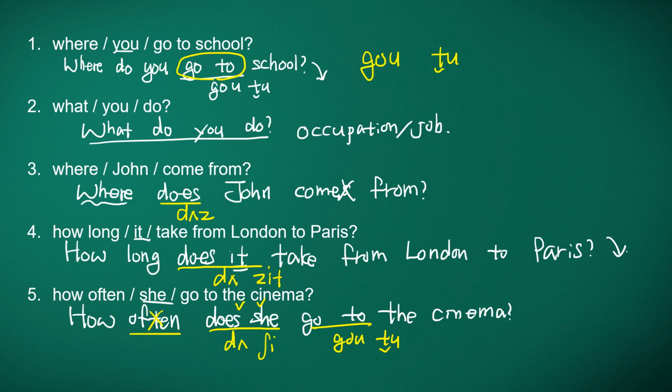Okay, let's read from the beginning. Where do you go to school? What do you do? Where does John come from? How long does it take from London to Paris? How often does she go to the cinema?